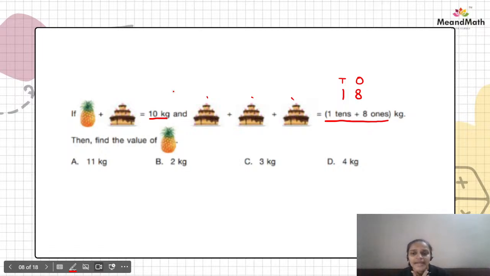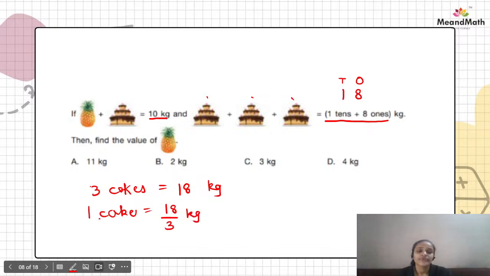What is the value of one pineapple? So let me give you a hint. 3 cakes together make 18 kgs. So what will be the cost of one? How will you find out the cost of one cake? Okay. So 3 cakes, since they are all the same cakes, can we say 3 cakes equals 18 kgs? Therefore, one cake equals 18 divided by 3 kgs, right?